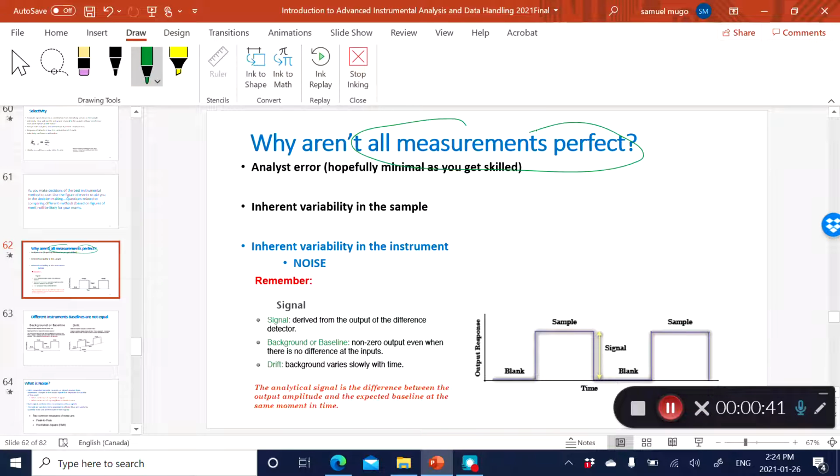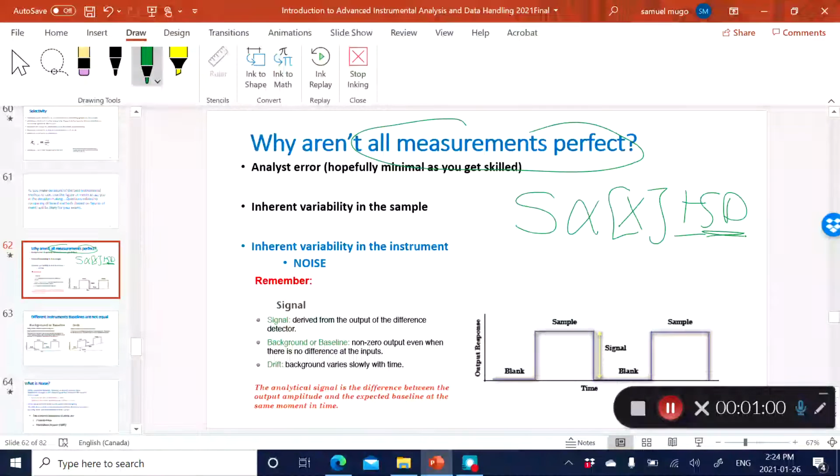And that's why I really insist that every time you do an analysis, your signal, which of course should be proportional to your concentration, must always have a standard deviation, because every measurement is imperfect, and as such, it has some level of randomness or precision that needs to be quantified in form of standard deviation.